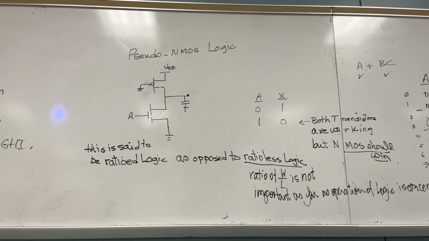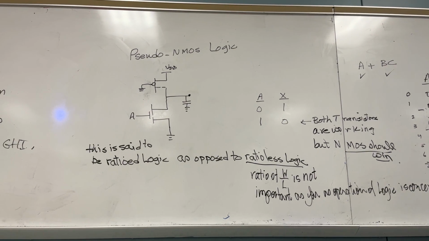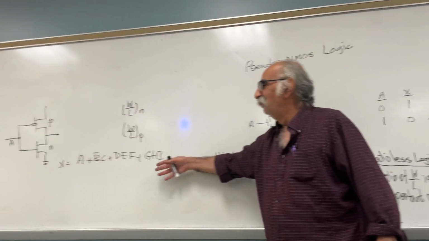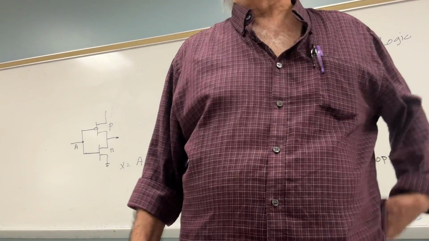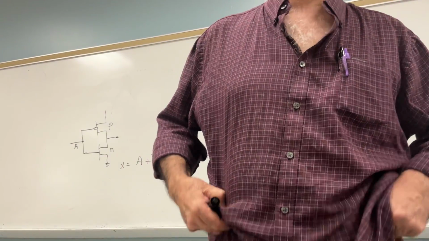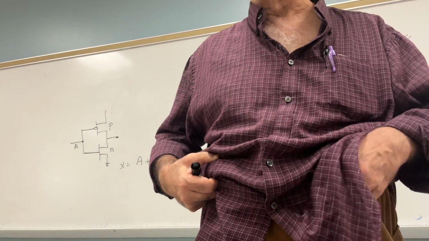This one has a static power dissipation, which means even if the inverter is not switching, there is static power dissipation. So what is the advantage? I'm still waiting. The area goes from 18 to 10 in this example. That's the only advantage. After a while, they said it's not worth it. Did you get it or not?